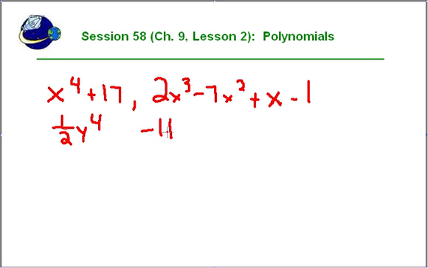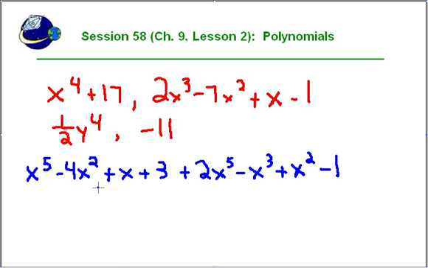Yes, it is, because it can also be rewritten as minus 11 times x to the 0, x to the 0 being 1, and 1 times minus 11 being minus 11. So each of these different examples here are all different types of polynomials, with the last two also being monomials as well. Let's go ahead and take a look at a problem here.